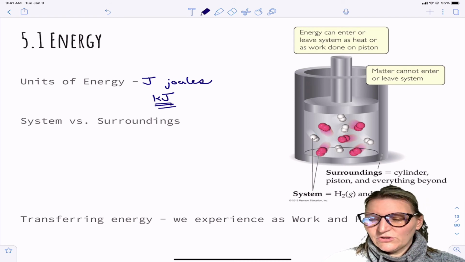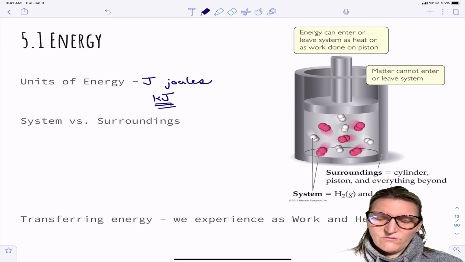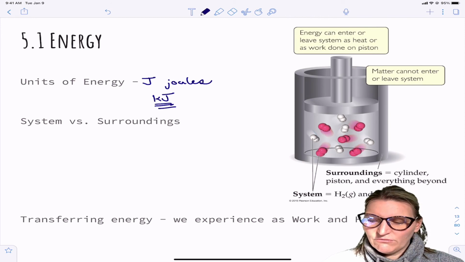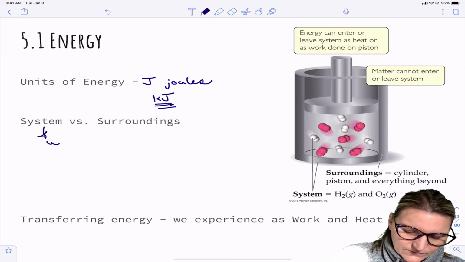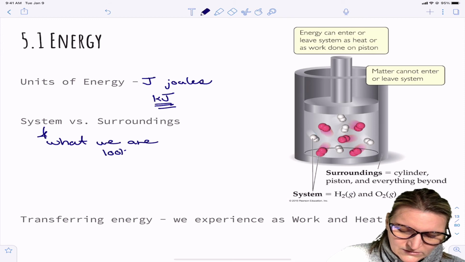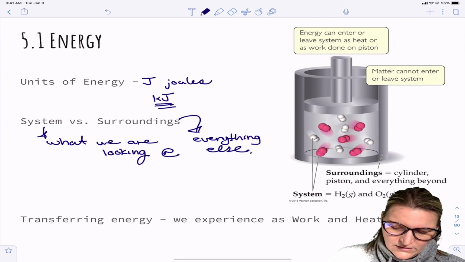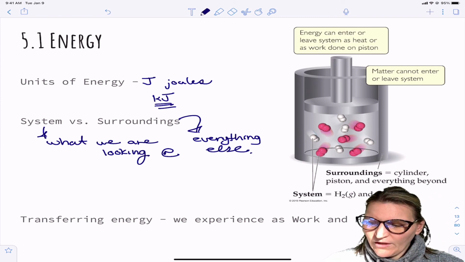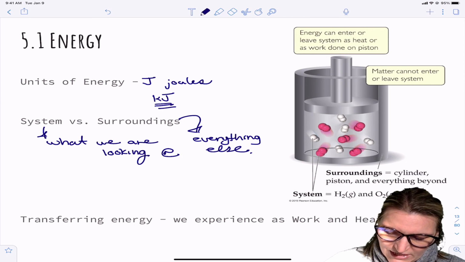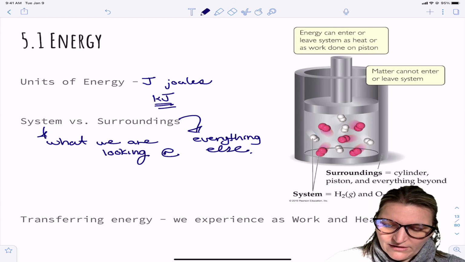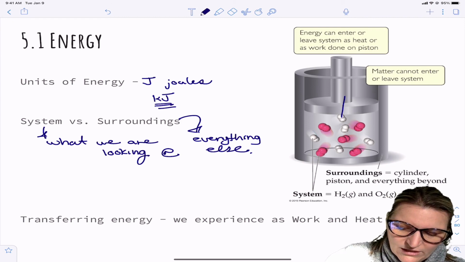The system versus the surroundings. It's kind of weird that we even need to really talk about this, but the system is what we are studying, and the surroundings is everything else. If you look at this picture right here, inside this cylinder are the hydrogen and oxygen molecules, and then they're in this piston. Matter can't leave because it's sealed. Energy can leave as heat or done by work.